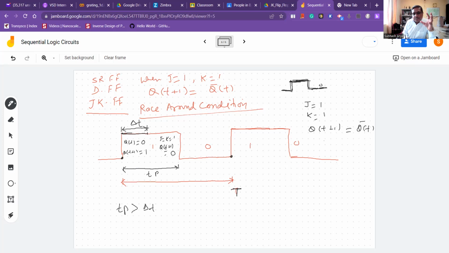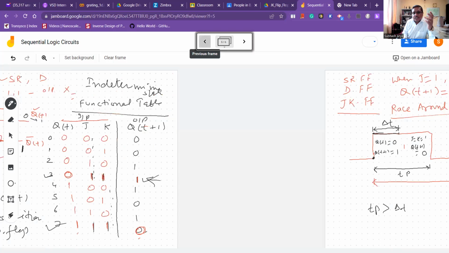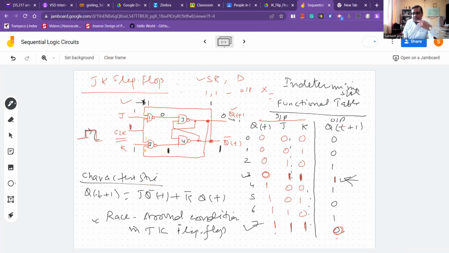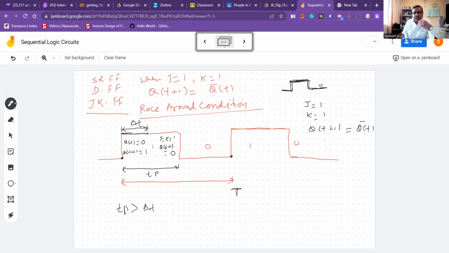The clock pulse is coming, and then your output Q(t) goes 0, 1, 0, 1. The output has been given two times. This should have a stable output, which is not the case for other combinations. So this is called the race around condition in the JK flip-flop. So this is a problem.